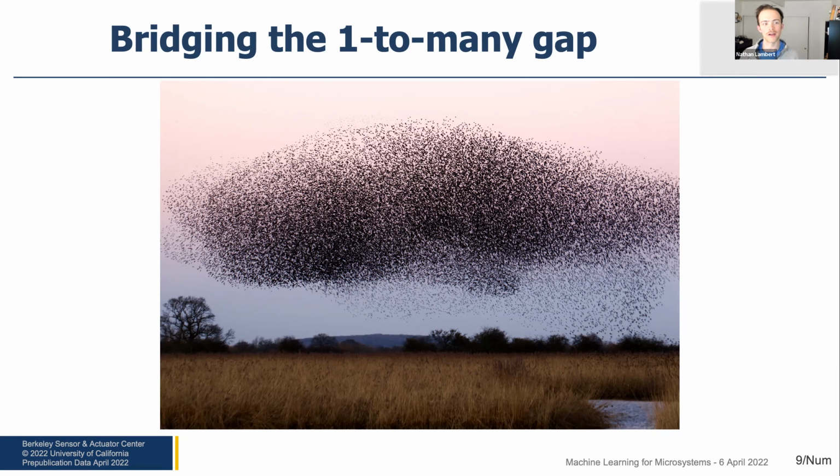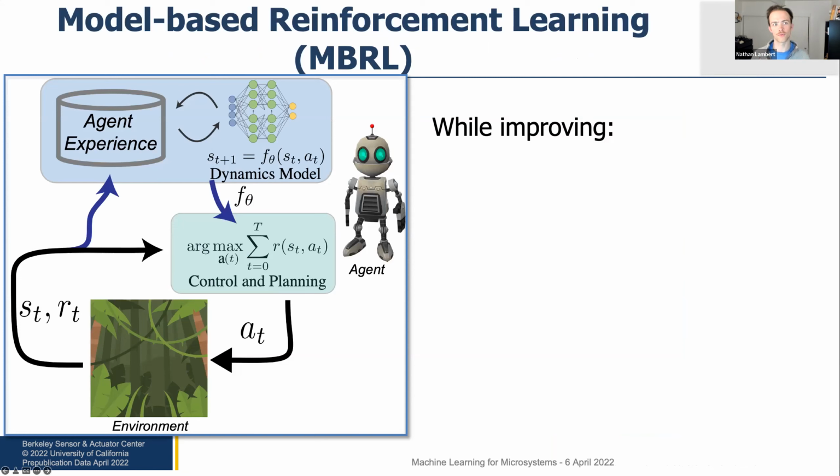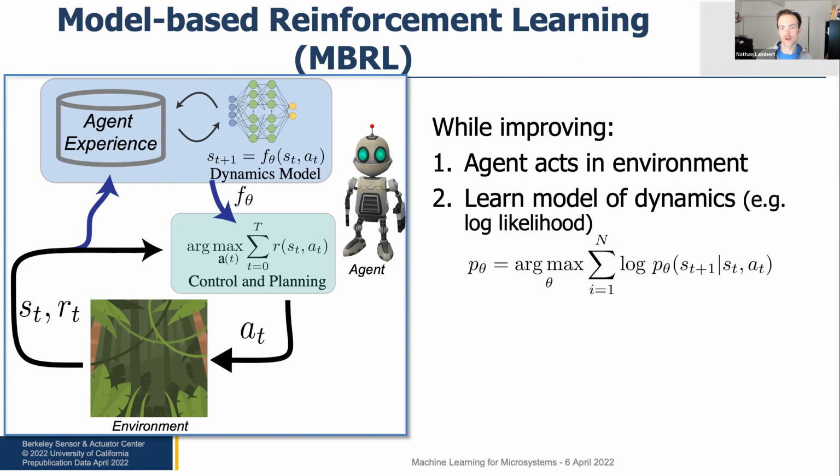And where we started and where I've spent a lot of time is on a specific variant of it called model-based reinforcement learning. And what happens here is there's a specific optimization step where the agent learns a model of the environment to use it as a structured knowledge of the world. So while an agent is improving, it acts in the environment courtesy of this policy labeled pi. And what it does is it collects data to learn a model of the dynamics.